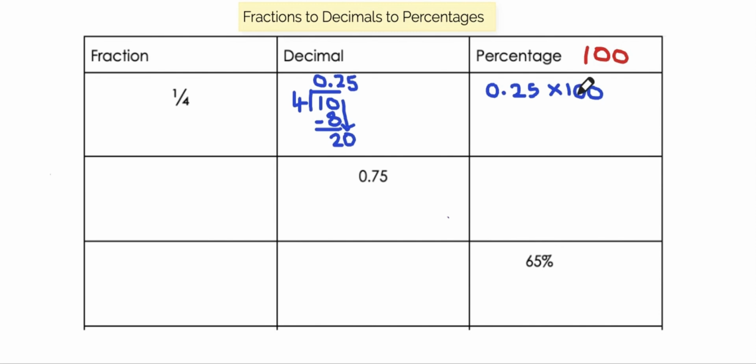Whenever you multiply, you move it to the right the number of zeros that you have. So let's see, how many zeros does 100 have? It only has 2 zeros. So we take our decimal point, we move it 1, 2. If we move it twice, the decimal point will be behind the 5. That means the answer is 25. And remember, percentage will have this special sign called percent. So 1 over 4 is 0.25 as a decimal, and it's 25% as a percentage.